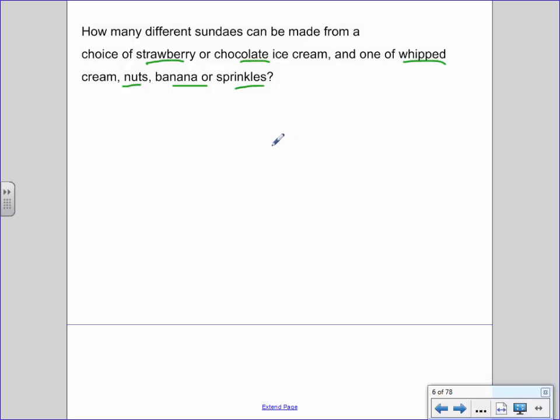Let's figure out how many ways you can make a sundae first by drawing this out. If I were to draw it, it might look something like this. I could have either strawberry or chocolate ice cream. If I have a strawberry, it could have whipped cream, it could have nuts, it could have banana, or it could have sprinkles. Can you see how I'm doing this? This line right here means strawberry with whipped cream. This line means strawberry with nuts. This one means strawberry with banana. This one means strawberry with sprinkles.